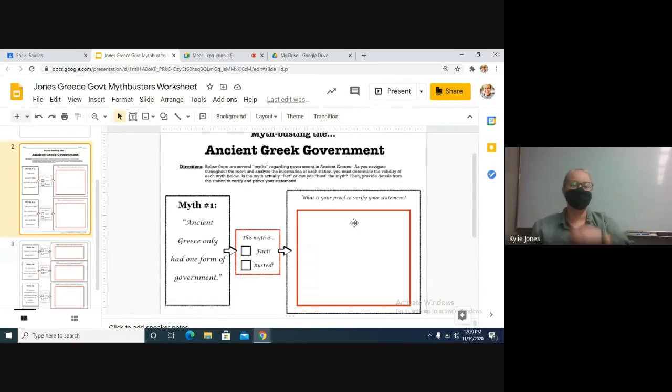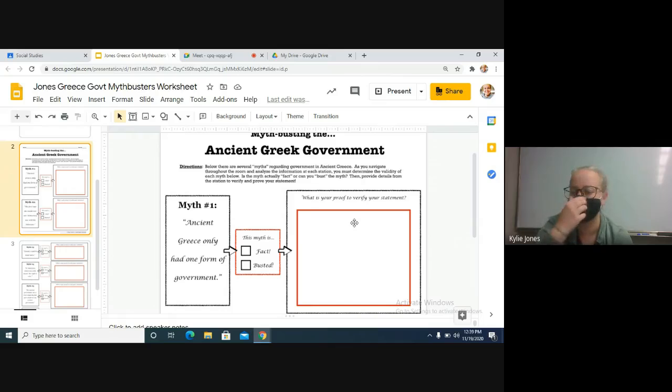The directions say, below there are several myths regarding the government in ancient Greece. As you navigate through the room, it's supposed to be stations hung up around the room, and analyze the information at each station, you must determine the validity of each of the statements below. Validity means, is it true or not? Is the myth actually fact, or can you bust the myth? And then provide the details from the station to verify and prove your statement.